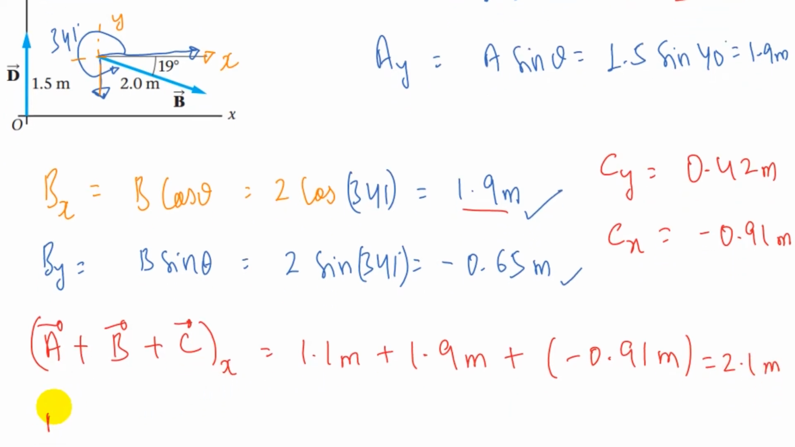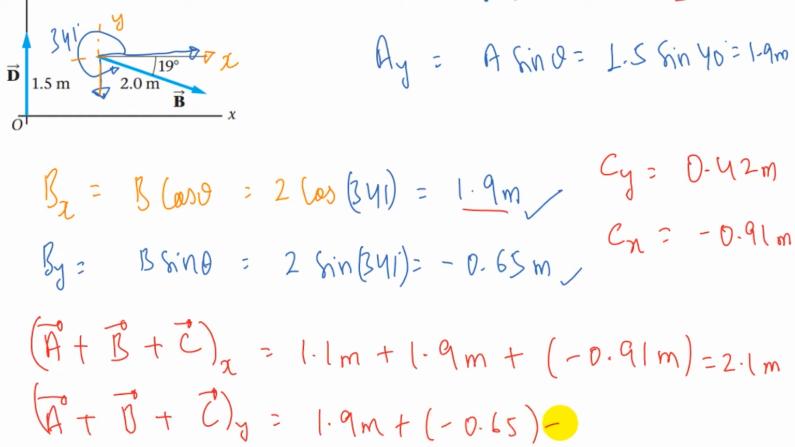Similarly, for the y component of vector A plus vector B plus vector C, this would equal AY, which is 1.9, plus BY, which is negative 0.65, plus CY, which is 0.42.